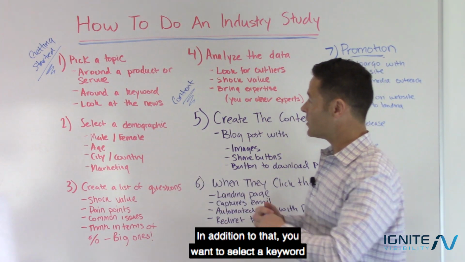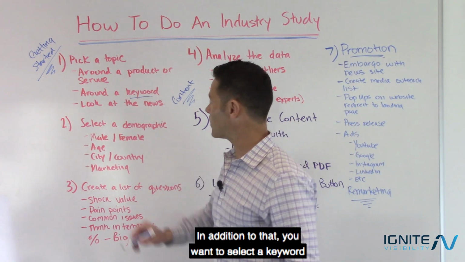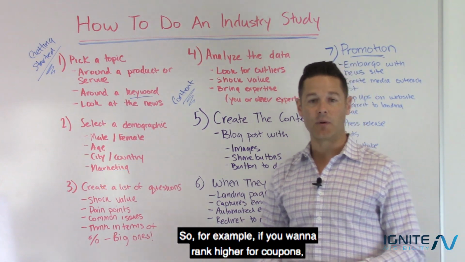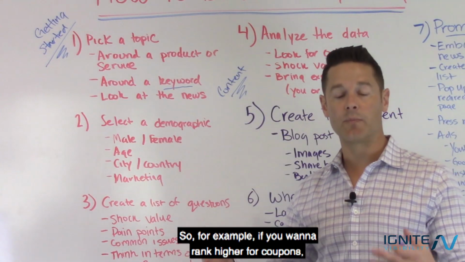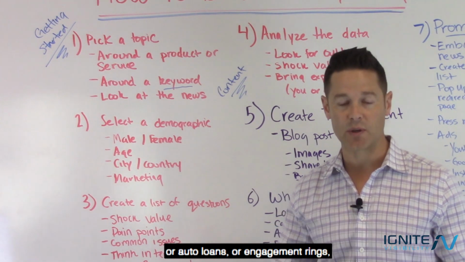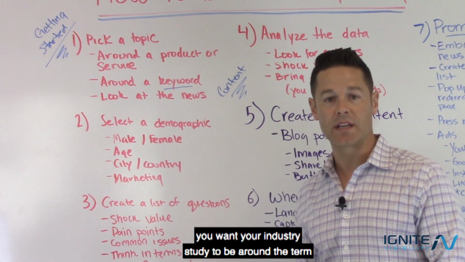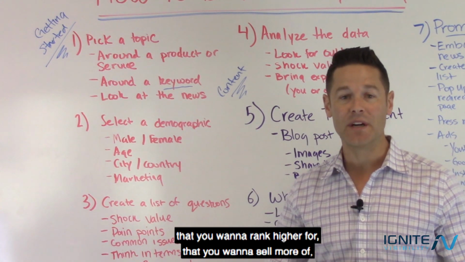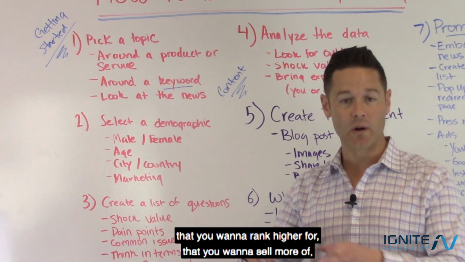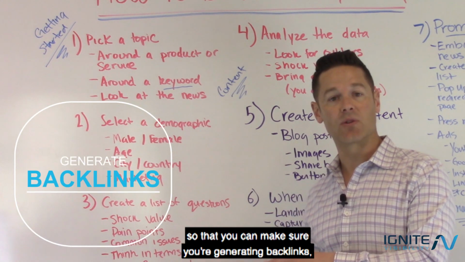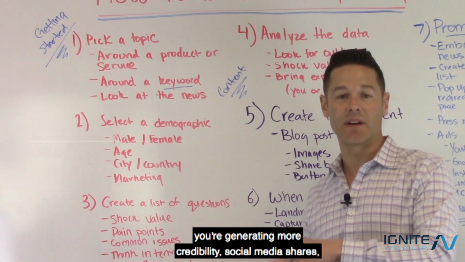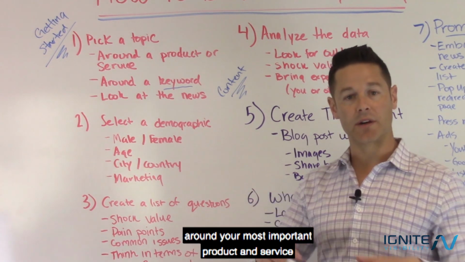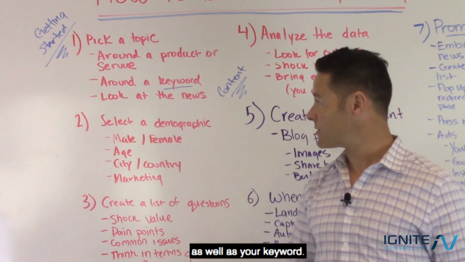In addition to that, you want to select a keyword that you're going to be targeting for the industry study. So for example, if you want to rank higher for coupons or auto loans or engagement rings, you want your industry study to be around the term that you want to rank higher for, that you want to sell more of, so that you can make sure you're generating backlinks, more credibility, and social media shares around your most important product and service, as well as your keyword.